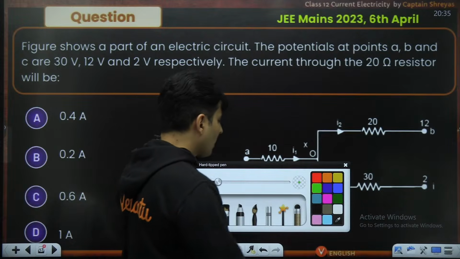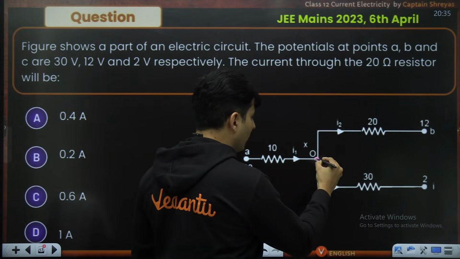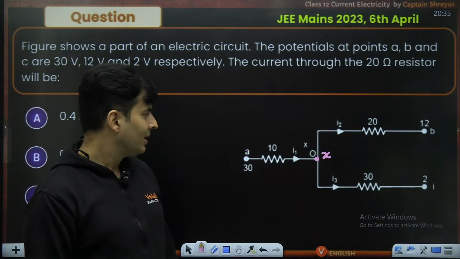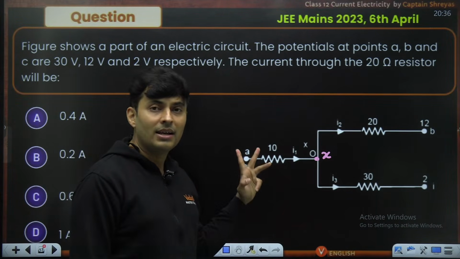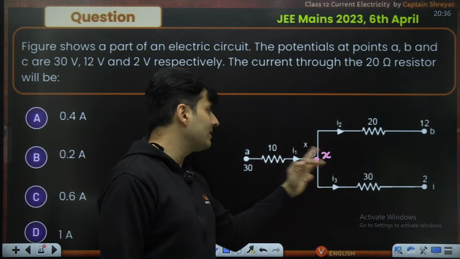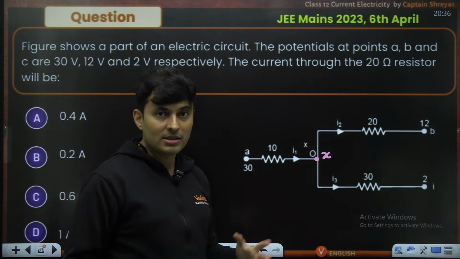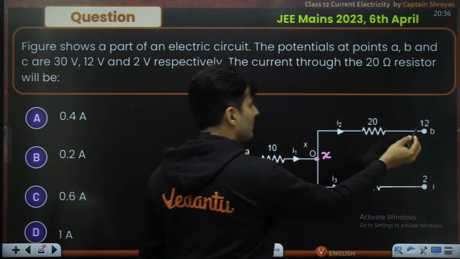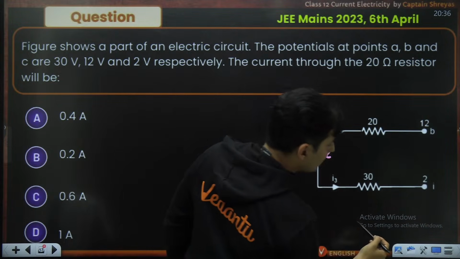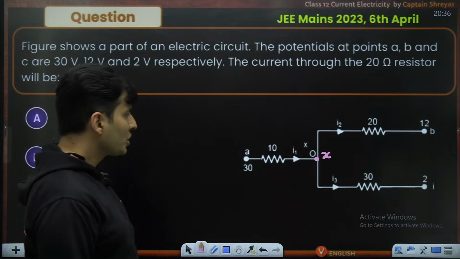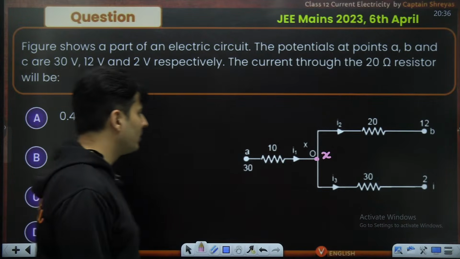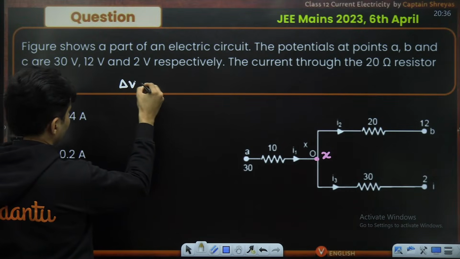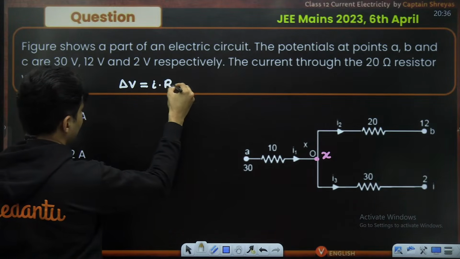How about assuming this point's voltage to be X just for this problem? I'll assume the voltages and I will apply voltage difference is IR for every resistor. That makes more sense to me. This is 30, this is X, this is X, this is 12, this is X, this is 2. So, voltage difference for the 10 ohm resistors, which formula am I using? I'm using voltage difference is current multiplied by resistance.